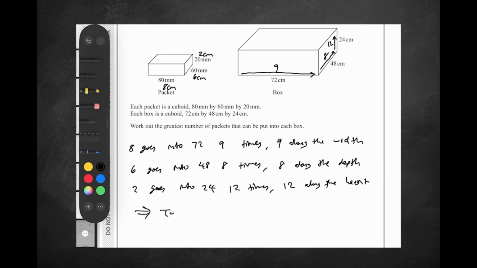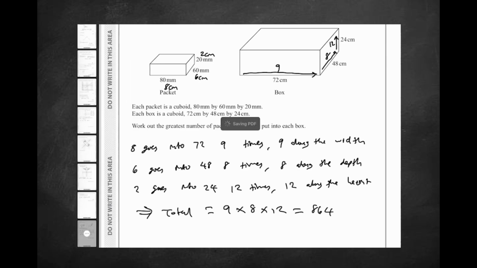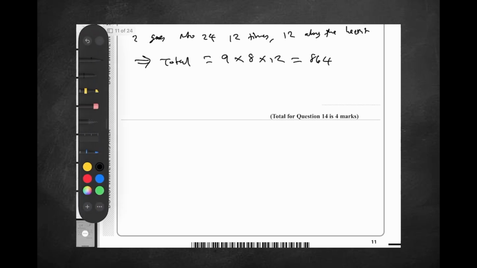Therefore, total is going to be 9 times 8 times 12, which I'll put in my calculator, and my answer is 864.